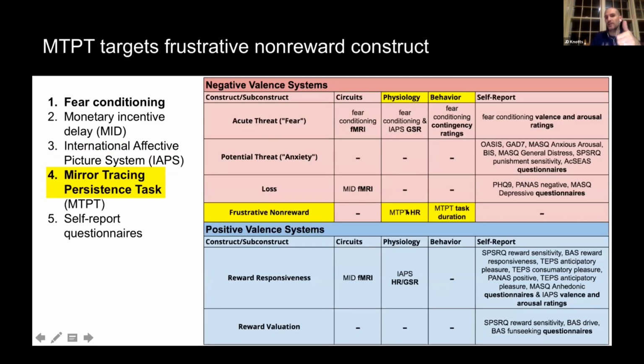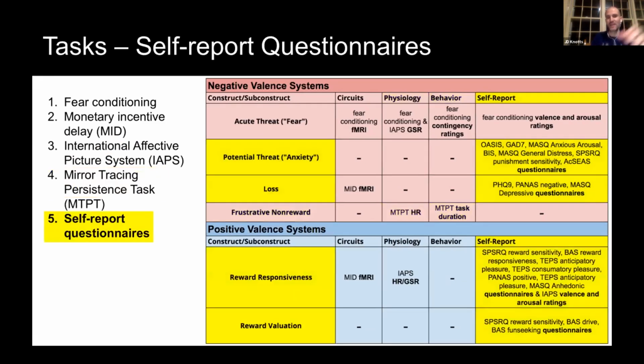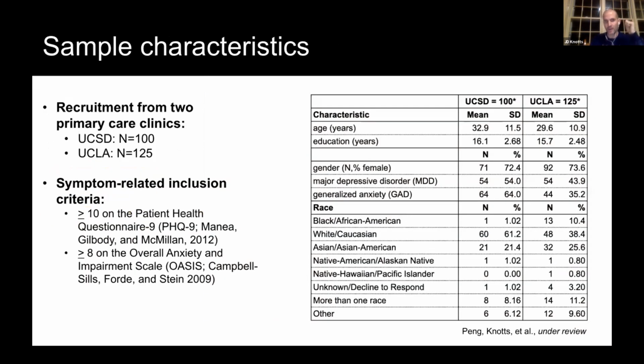And we also collected heart rate while they perform this. So here we're looking at physiology and behavior of the frustrated non-reward construct of the negative valence system. And then finally, we gave a large array of self-report questionnaires to target threat, loss, reward responsiveness, and reward valuation. So those are the tasks that we used.